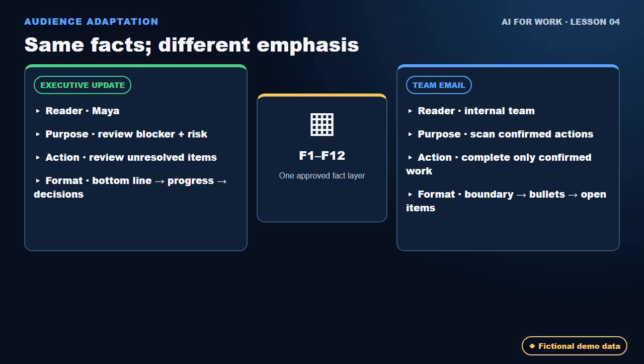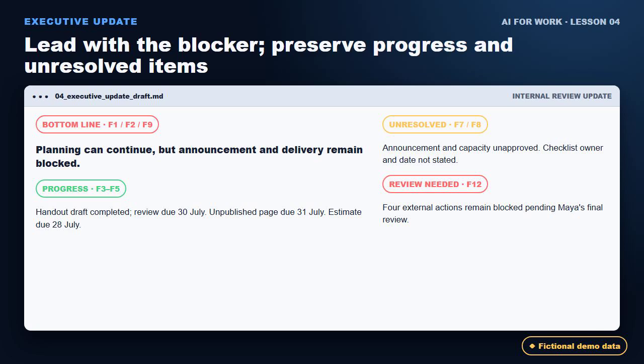The facts stay fixed, but the readers do not. For each document, define 4 things: reader, purpose, desired action, and format. The executive update is for Maya, the operations manager. Its purpose is to review the launch blocker, progress, risk, and unresolved items. It leads with the bottom line: planning can continue, but announcement and delivery remain blocked.